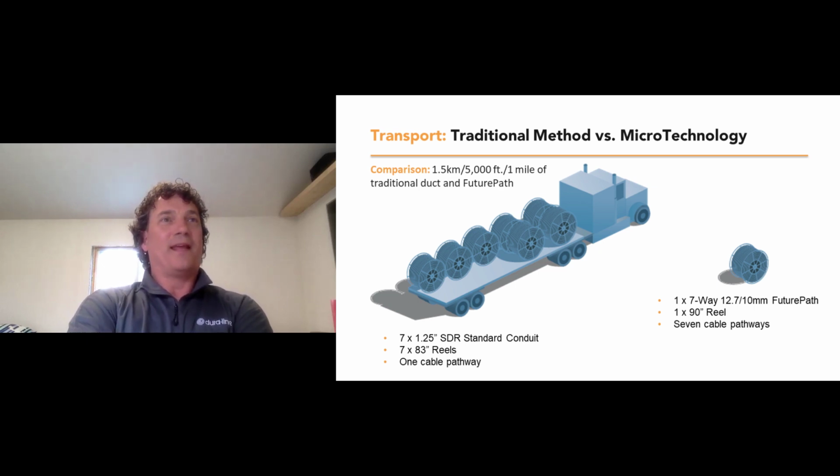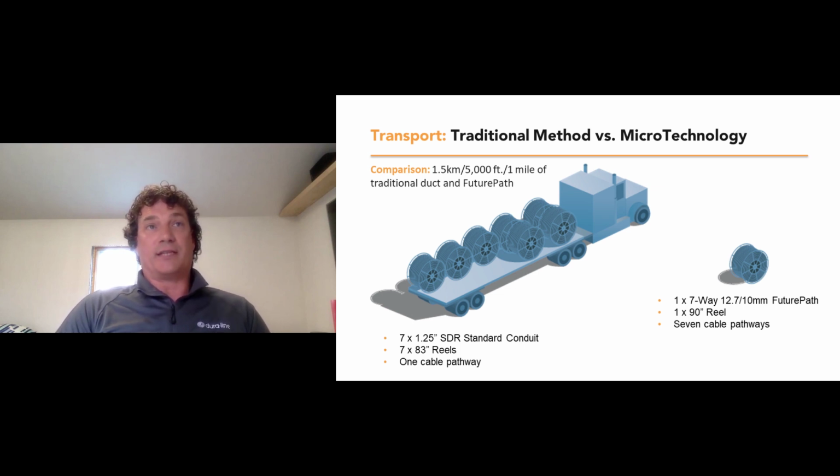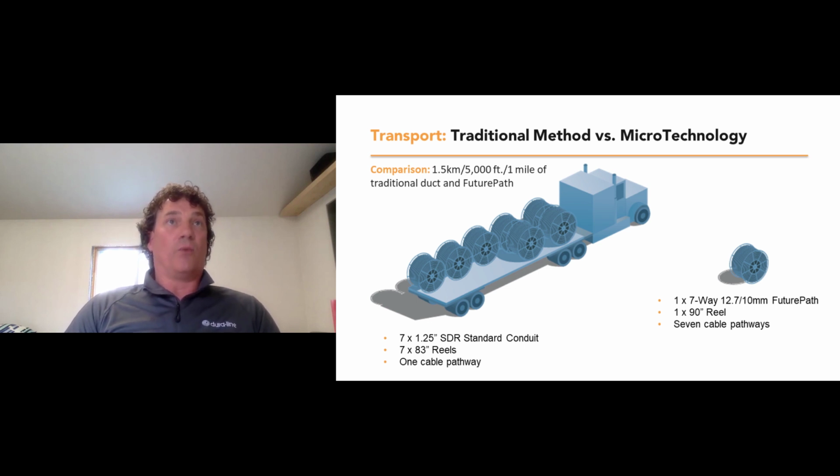Thanks, Tim. So the traditional method versus Microtechnology, and this is one of my favorite visuals. And here you have a truckload of 7 conduits. So the 1.25-inch conduit would hold roughly the same amount of fiber capacity as our 12.7-10 micro. And this is the same length of product. So 1.5 kilometers or roughly 5,000 feet on both.